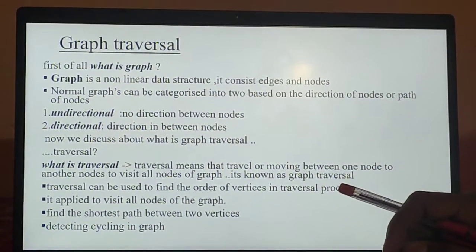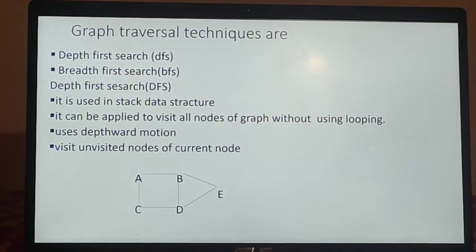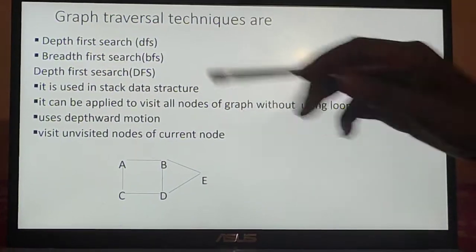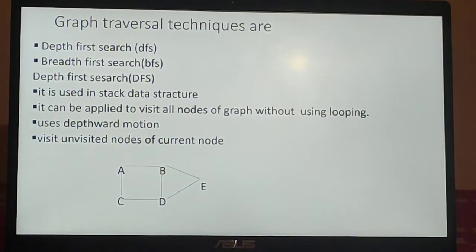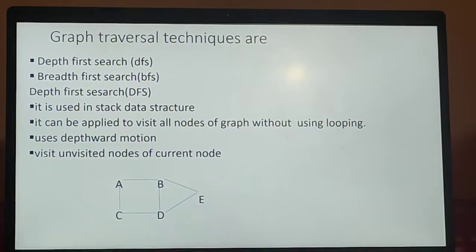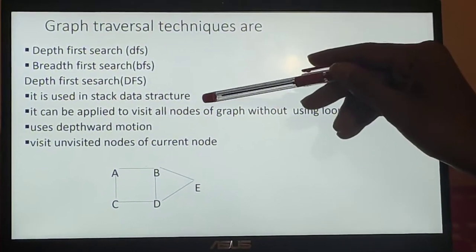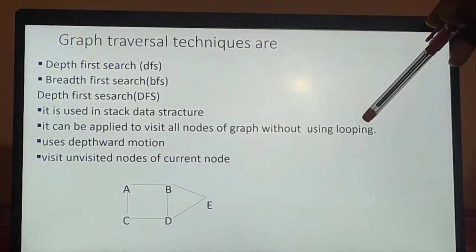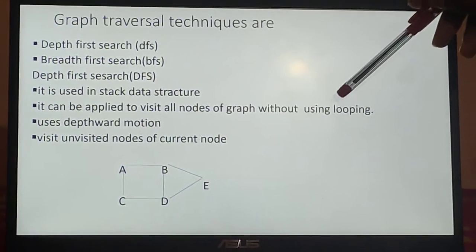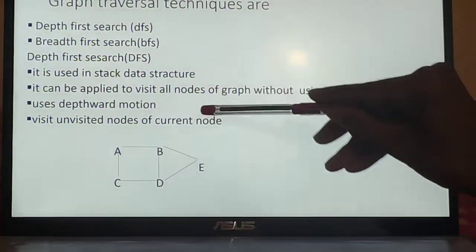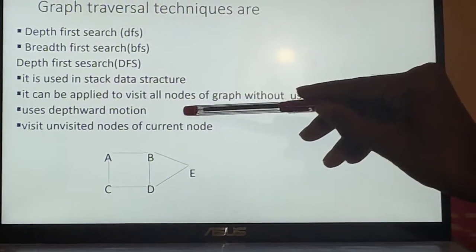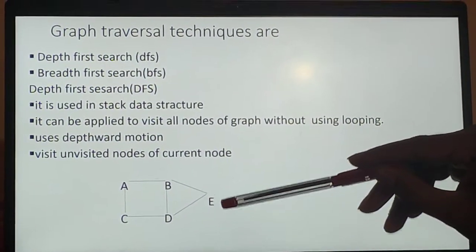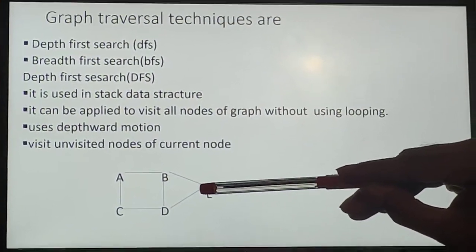Okay, then go to the next slide. Graph traversal techniques: two mechanisms are explained, DFS and BFS. DFS is depth first search and the second one is breadth first search. First, let me explain DFS, depth first search. It uses a stack data structure. It can be applied to visit all the nodes of the graph without using looping. It uses depthward motion, going deep into the graph, visiting the unvisited nodes of the current node and then the neighbor nodes.